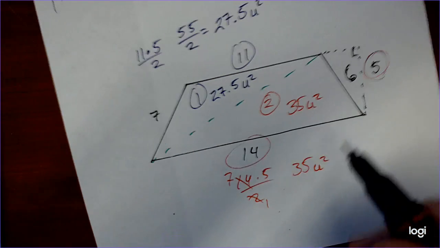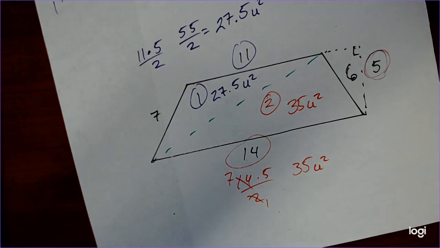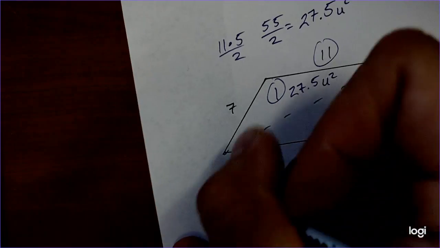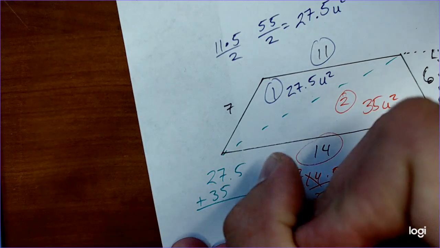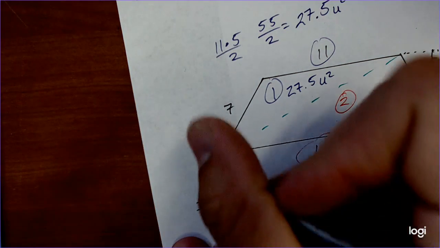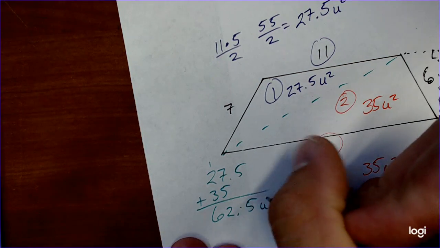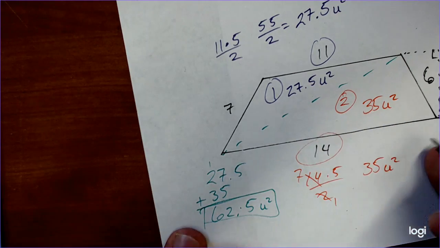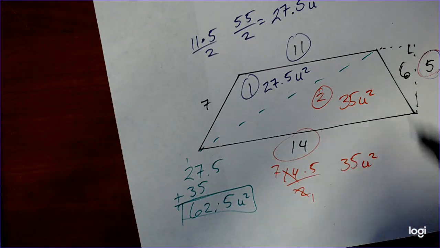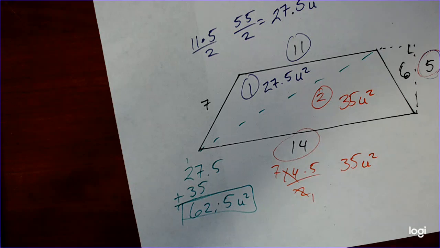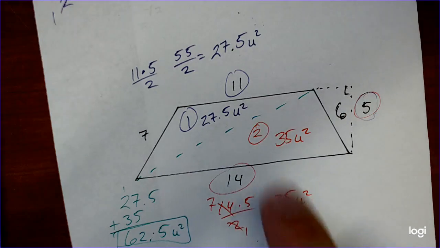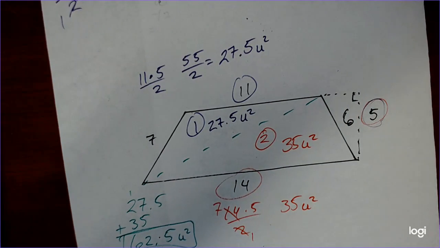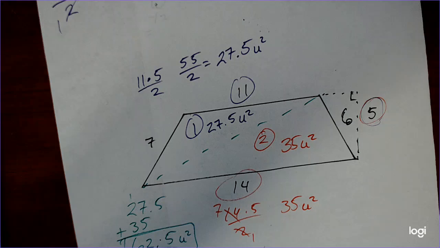And if I add that to 27.5, I get my total area. So let's see here, 27.5 plus 35. That's going to be 62.5 units squared, and that is my total answer for the entire trapezoid. So this is the logical way that I can find the area of a trapezoid. I can just remember, okay, I need to cut it into 2 triangles. That's a base, that's a base, that's the height. I'll get both those triangles and add them together.